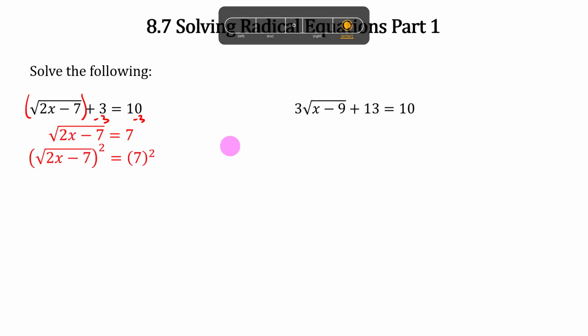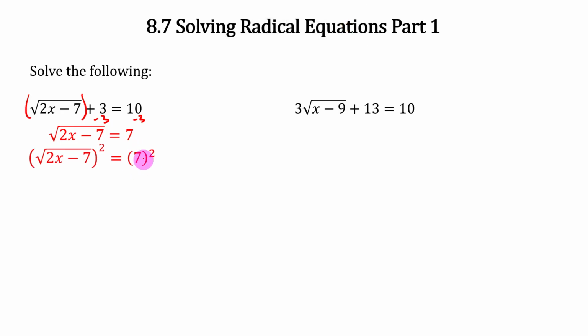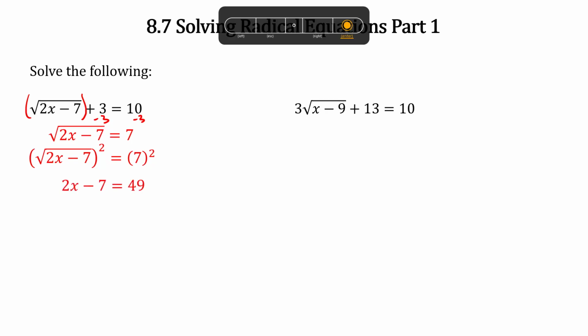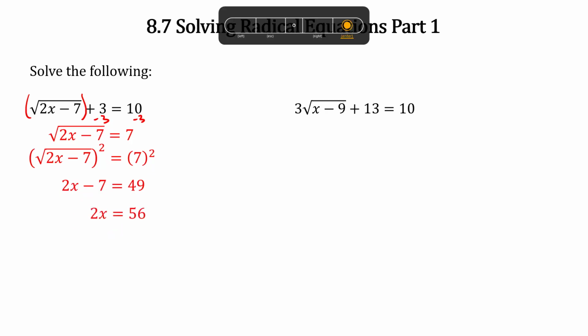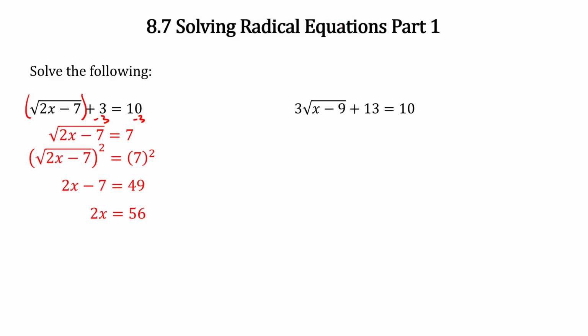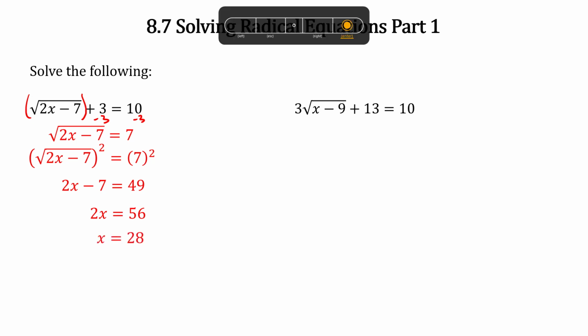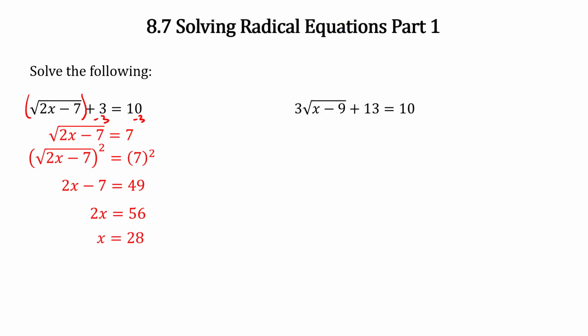The most common mistake is people not squaring the 7. They'll say, oh, this all cancels out, and they'll write 2x minus 7 equals 7. So that's a pretty common mistake right there. So be careful of that. So now I'm going to add 7. I'm going to divide by 2. Get x is 28. So I need to go back and check that.